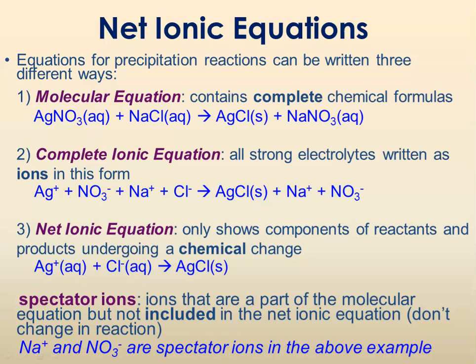If we look at our complete ionic equation, we will see that there are sodium ions on both sides as well as nitrate ions on both sides. Those particular components did not get transformed as a result of this chemical process. So they're not going to be included in our net ionic equation, because that only shows the components that underwent a chemical change. Sodium and nitrate ions, in this particular example, are known as spectator ions. They were a part of the compounds that provided the ions which underwent a chemical change, but they themselves did not get transformed.